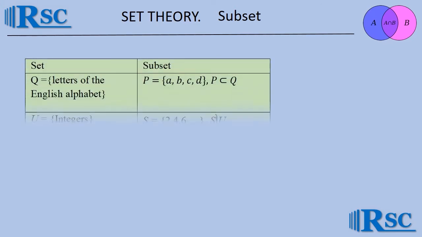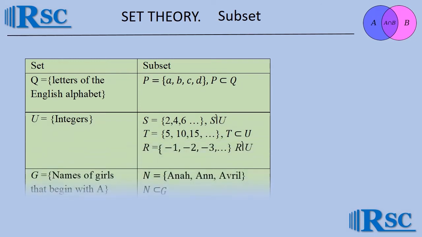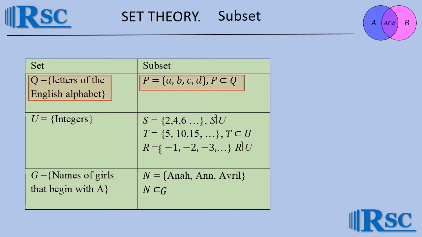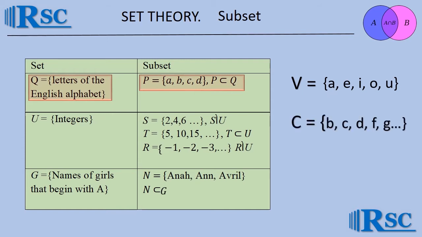So let's look at some examples of subsets. Say the set Q, which is a set of all letters in the English alphabet, may have the subset P, which is the letters A, B, C, and D. It may also have the subset V, which is all vowels in the alphabet, or the subset C, which is all consonants in the alphabet.